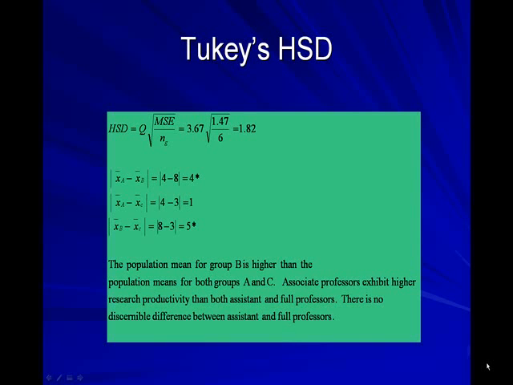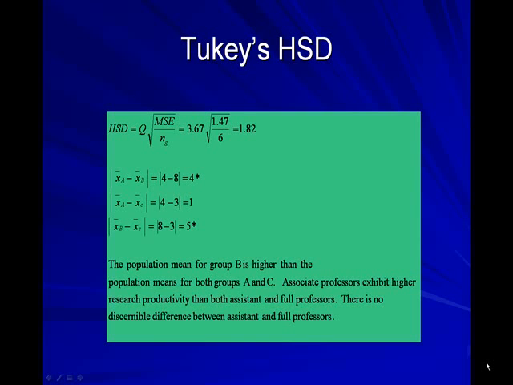For the next one, the difference between the two sample means for A and C is 1. That's not greater than 1.82, so we can't conclude that there's a difference between the population means for A and C. They could be the same, like a fail to reject H0. Then for groups B and C, group B is 8 minus 3, that's 5. There is a difference, that's greater than 1.82, so we'll conclude that the population mean for group B is greater than the population mean for group C.